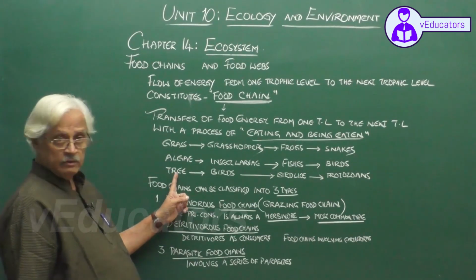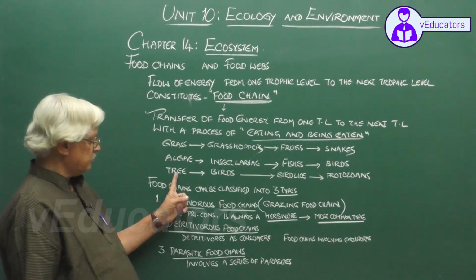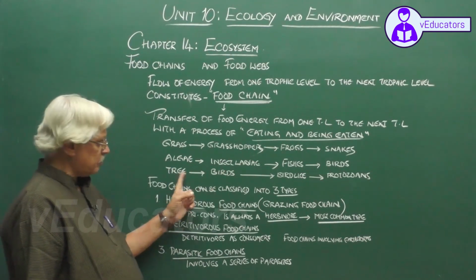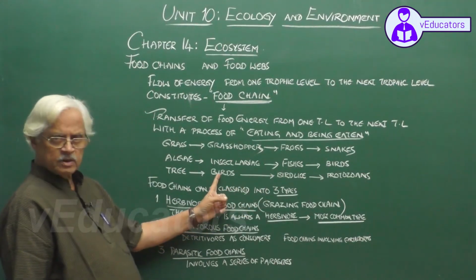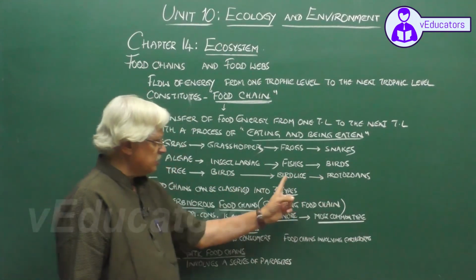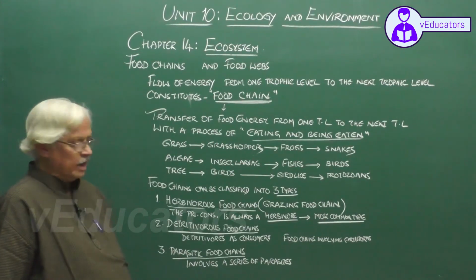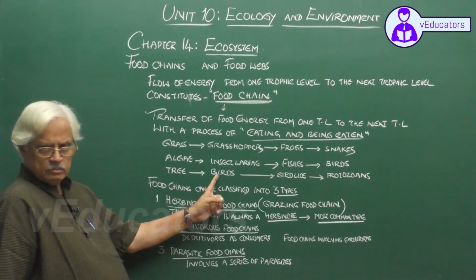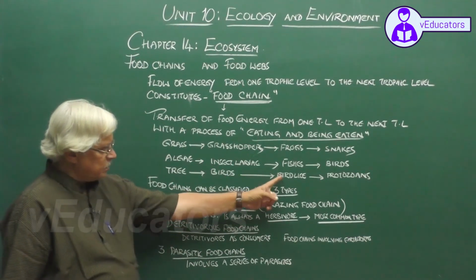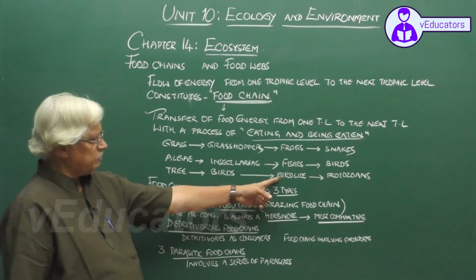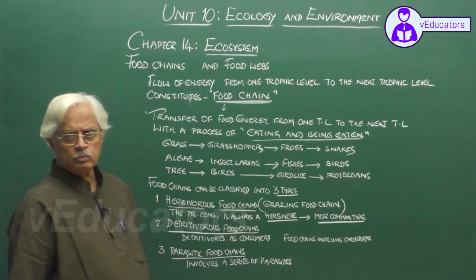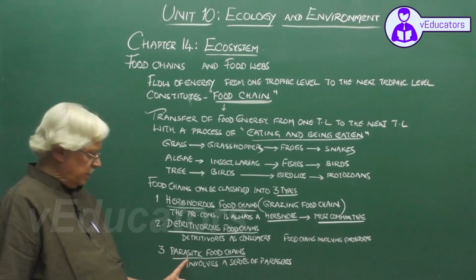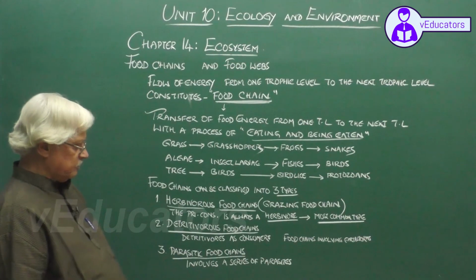Look at this example. Example number 3. Tree. Birds are parasitic on the tree. Bird lice are parasitic on the birds. Protozoans are parasitic inside the bird lice. So food energy is getting transferred from tree to the birds, from birds to their hyperparasites, bird lice, from bird lice to their hyperparasites, protozoans. Such a food chain is described as parasitic food chain.